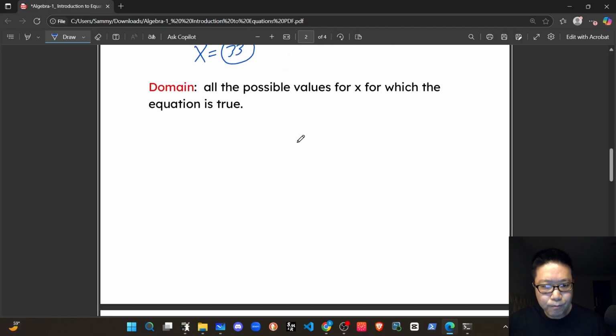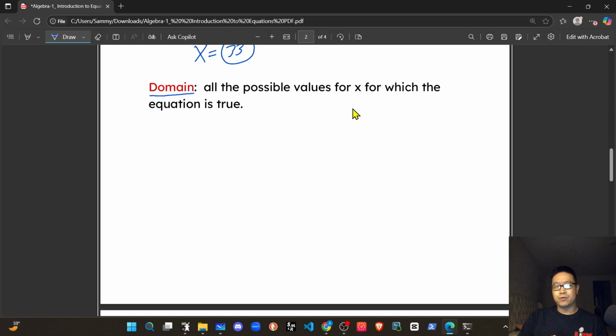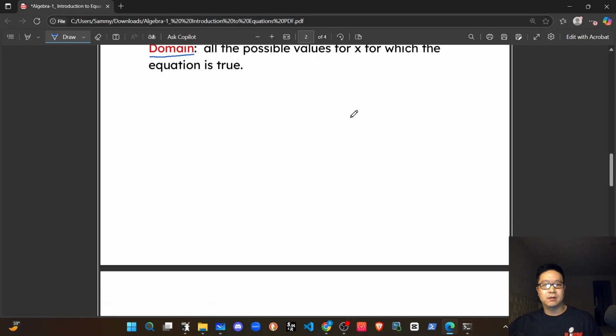Now, one term that you need to be aware of is domain. This is a very important term. You will be running across it all the time in Algebra 1, 2, and pre-calculus and calculus. And it means all the possible values of x for which the equation is true. Okay, all the possible values of x.